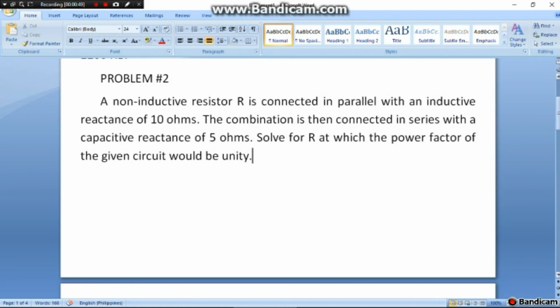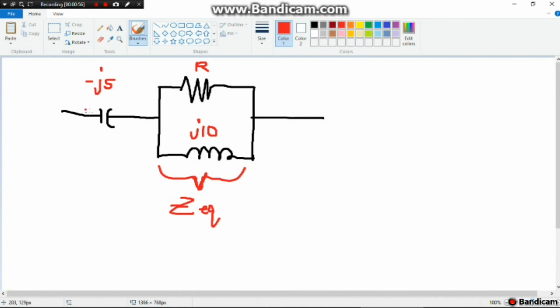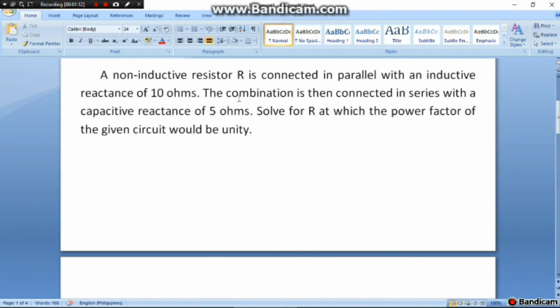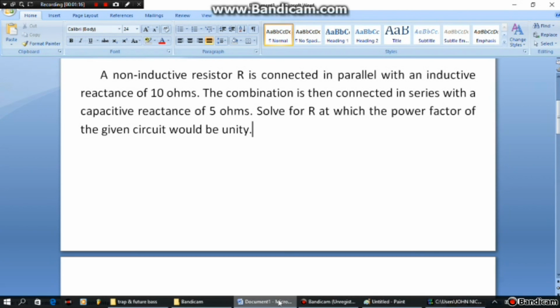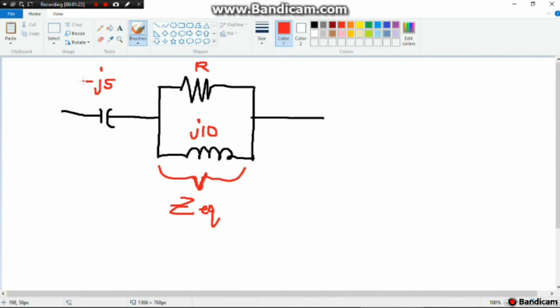So, just draw the circuit. The circuit will look like this. The capacitive reactance is 5 ohms. Since it is capacitive reactance, it is negative j5, and the inductive reactance is 10 ohms, so j10, and the value of R is unknown.